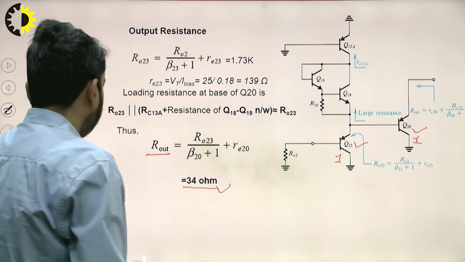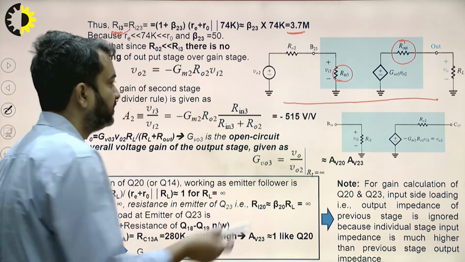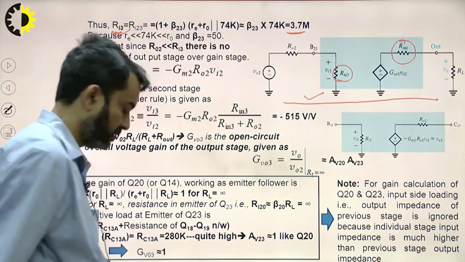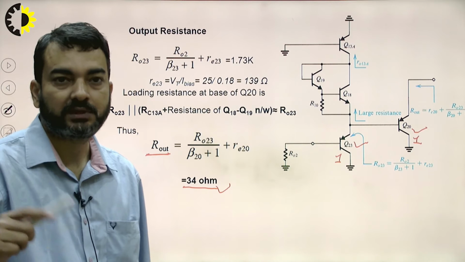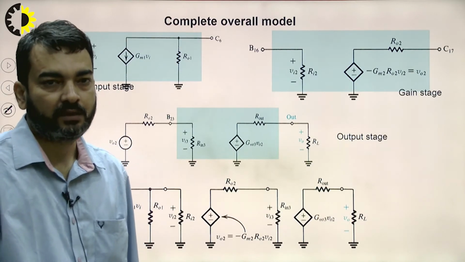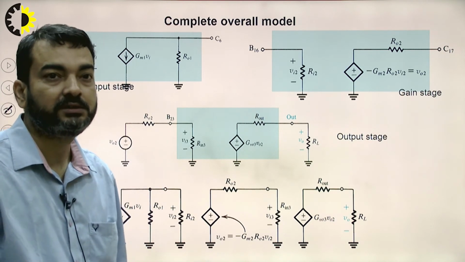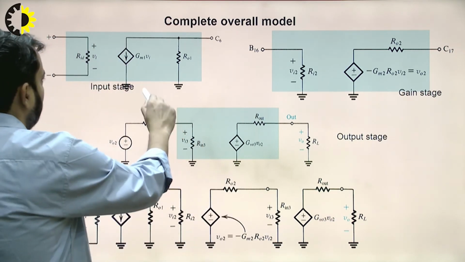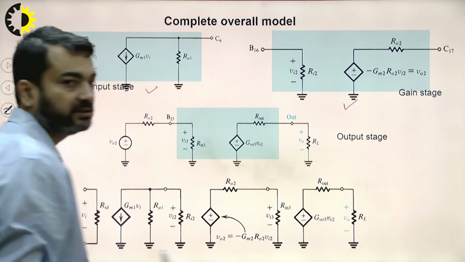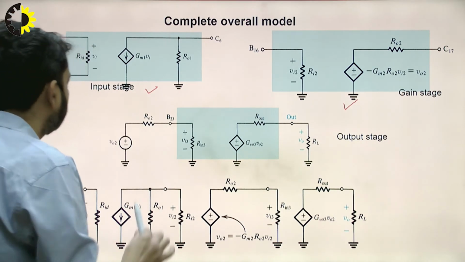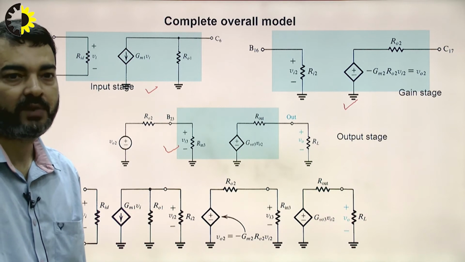So now we will be using the previous two models of the first stage, gain stage and this stage for the overall calculation of gain of the 741 IC. So now we will represent a complete model which will comprise all the three stages. So this is for the input stage, this model is of the gain stage, and this model is for the output stage. So we can combine these three.